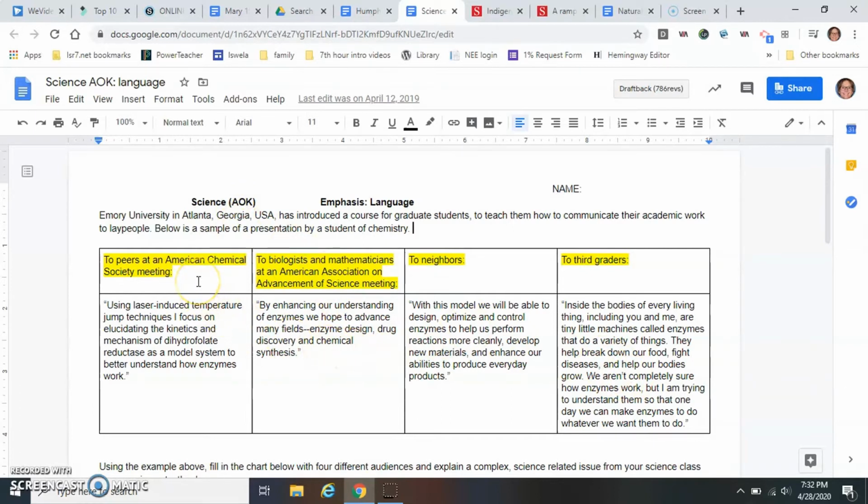On the left-hand side, it shows how a student would present this information to four different groups. The first is how you would present it to peers at an American Chemical Society meeting, and you can see the language they would use. Then to biologists and mathematicians at an American Association for the Advancement of Science meeting. Then to your neighbors, and then to third graders. You can see a drastic difference between how they would present this information to third graders versus peers with the same academic knowledge.